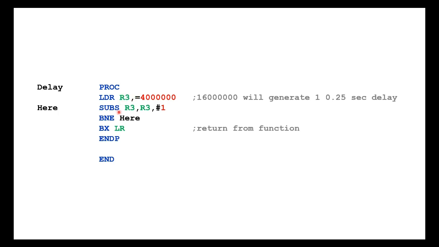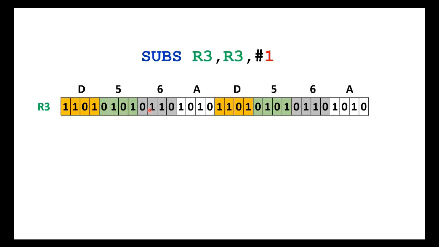And SUBS is a subtract instruction, which is new. So let's take a closer look. SUBS is subtract immediate. What this instruction does is subtract 1 from the contents of register R3, and then the result is stored back into R3. So this is what this instruction means.